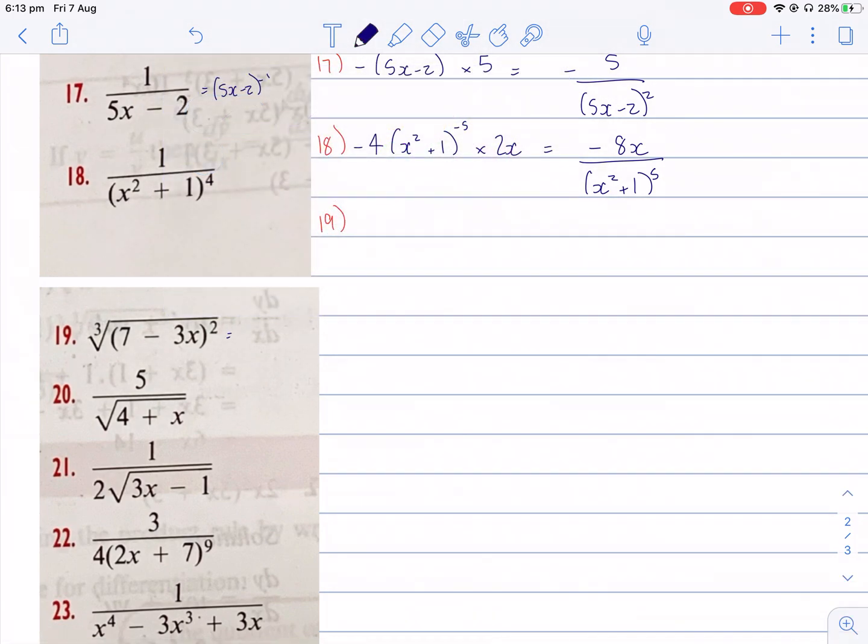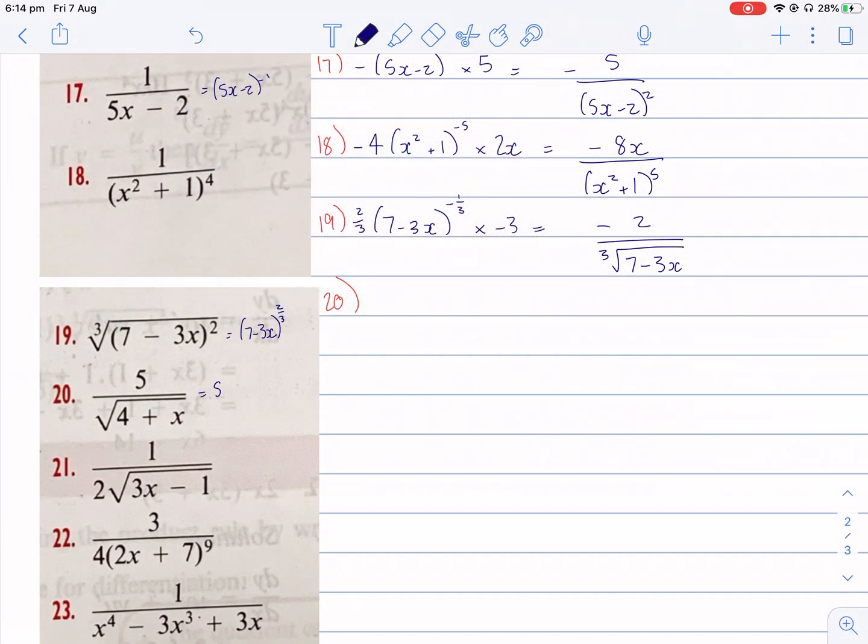Now that's the same as 7 take 3x to the 2/3, which means we're going to have 2/3 times 7 take 3x to the negative 1/3, because that's 2/3 take 1, times the derivative of the inside, which is negative 3, which means we've got negative, now the 3's are going to cancel out, so we've got 2 over the cubed root of 7 take 3x. 20.